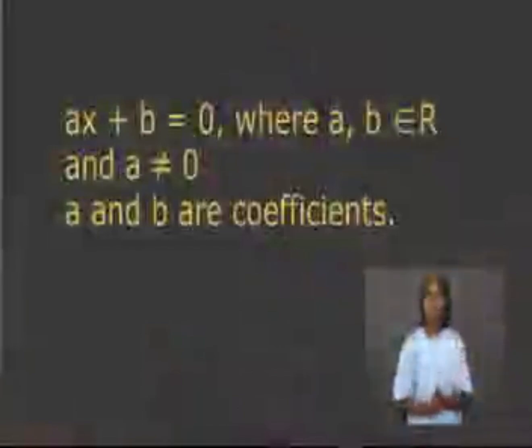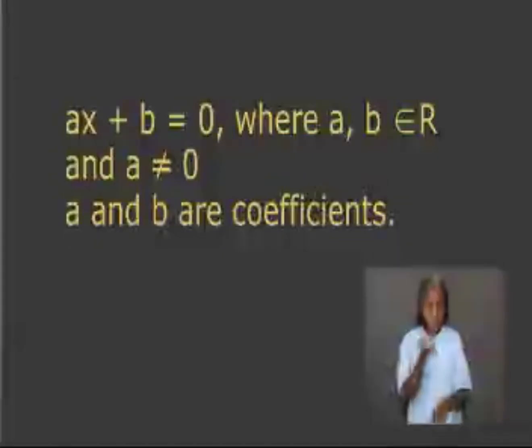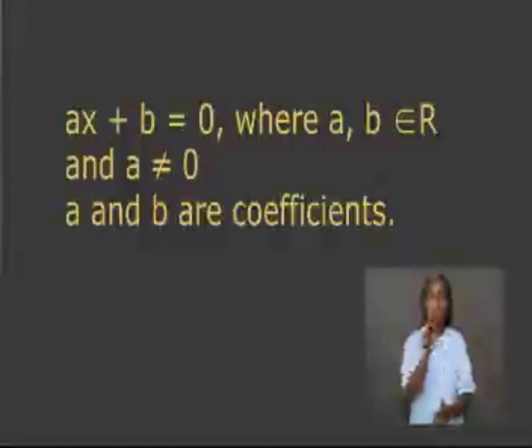You probably recall that a linear equation is any equation of the form a times x plus b equals 0, where a is not equal to 0. In this equation, a and b are called coefficients of the equation.